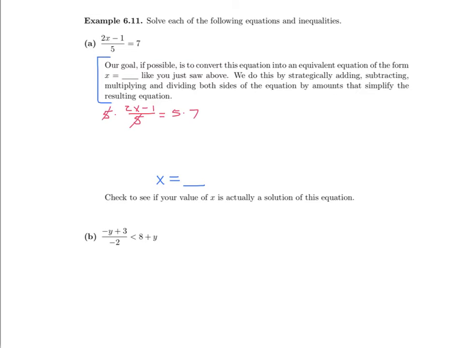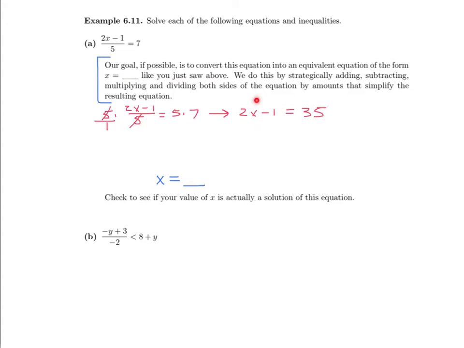So you can see what happens. The 5's cancel. Why do they cancel? Because this 5 is like 5 over 1. So the 5 is in the numerator. And recall, if you have factors that are common to the numerator and denominator, you can cancel them. So the result of doing this is you arrive at an equation 2x minus 1 equals 35. This equation is equivalent to this equation, but is slightly more simple.